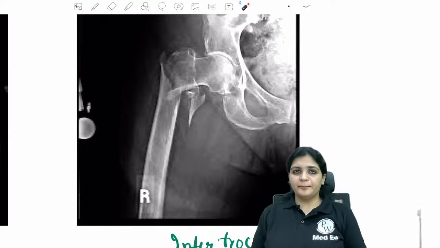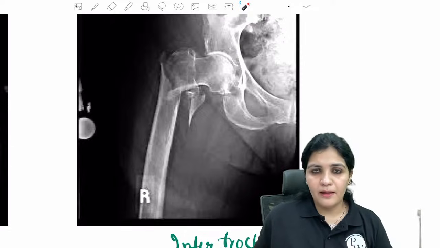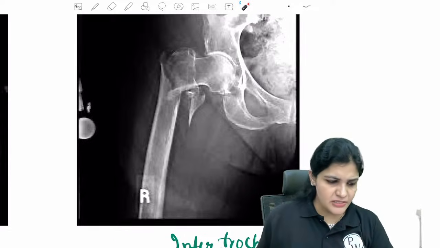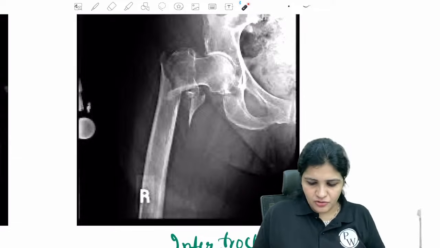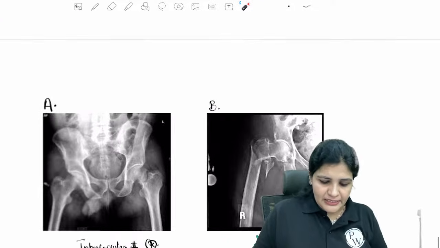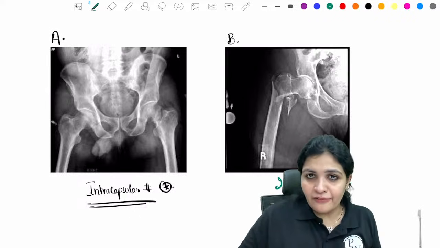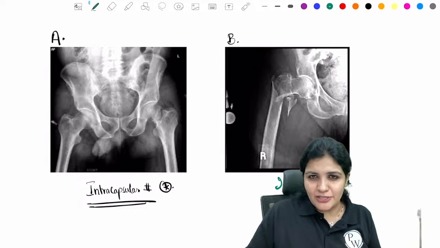Yes, it is comminuted. IT fractures. Very good. So this is an intertrochanteric fracture. This is an intracapsular fracture. Very good. So now for intertrochanteric fracture, there is no classification as you can remember.